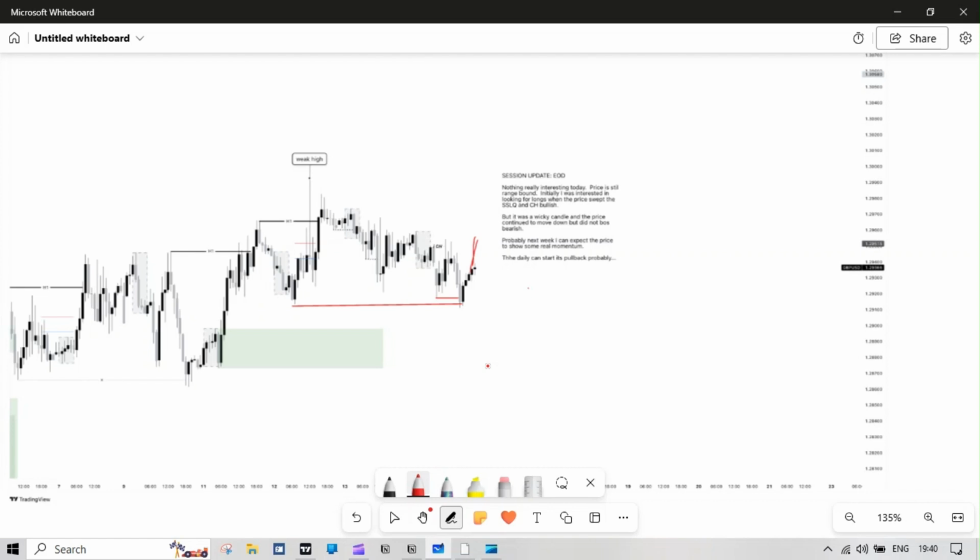So yeah, probably next week I can expect the price to show some real momentum, and the daily can start its pullback probably. So this is the expectation for the next week coming up. Yeah, let's see what happens next week.